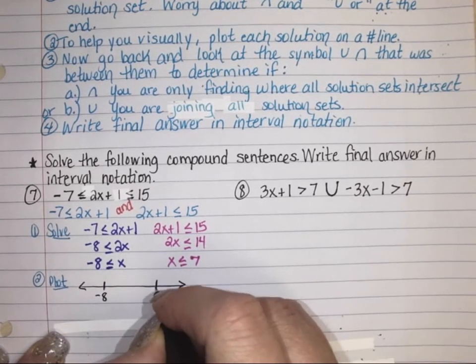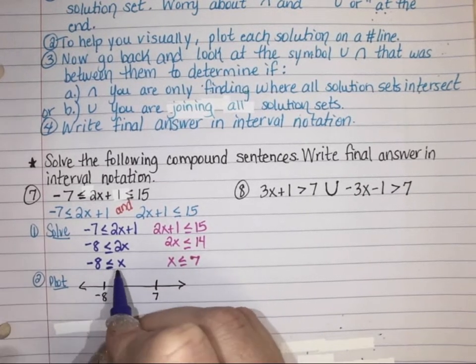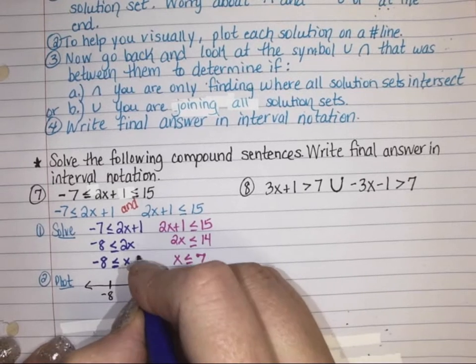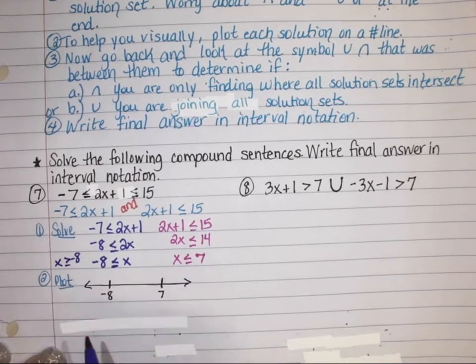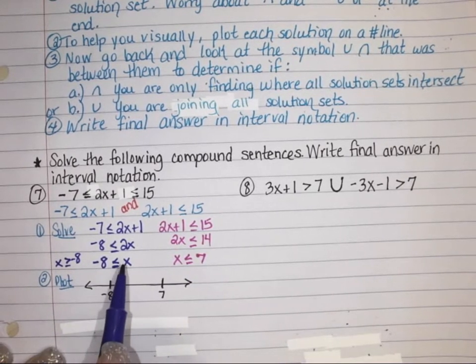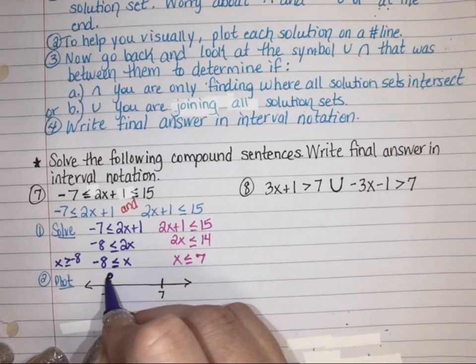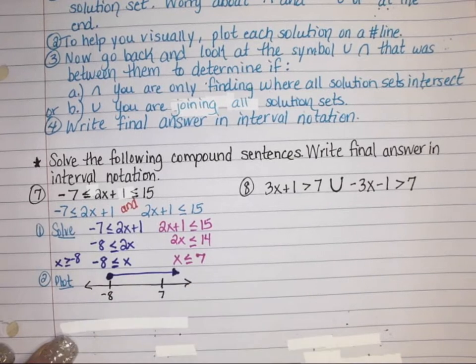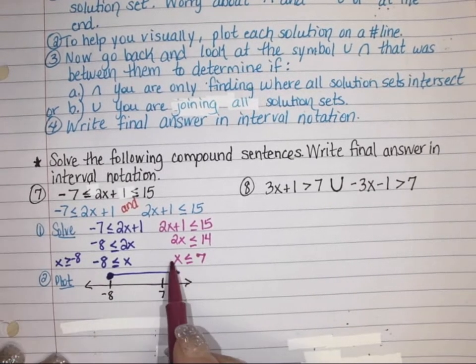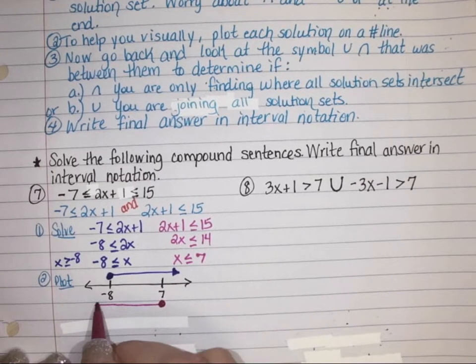So -8, 7. This first solution set, be very careful. This actually reads x is greater than or equal to -8 if you flip it, because you always have to read it from where the variable is. So if I read this from right to left, x is greater than or equal to -8: closed hole at -8, shaded to the right. X is less than or equal to 7: closed hole at 7, shaded to the left.